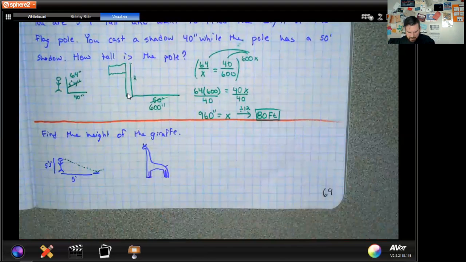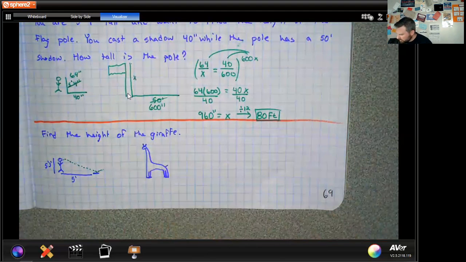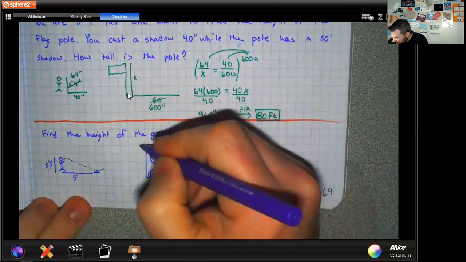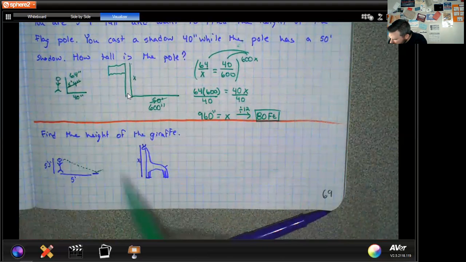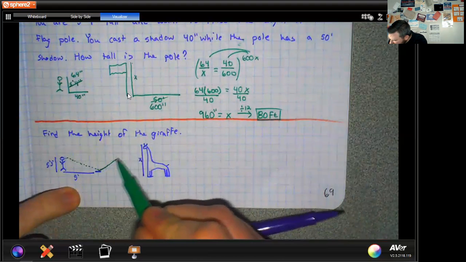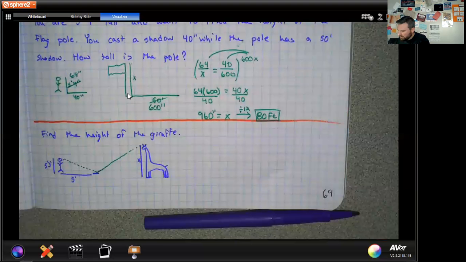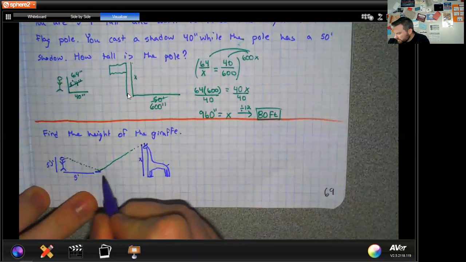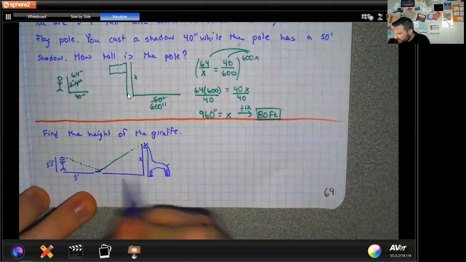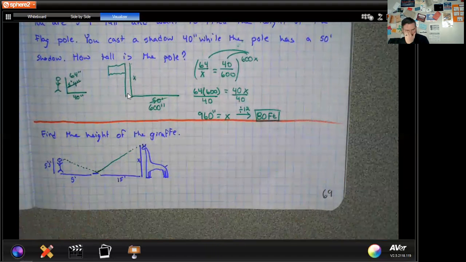Okay, so there's my giraffe. And you want to know the height of this giraffe. And again, you placed your mirror here and you saw the top of that giraffe in the reflection of that mirror. And it was 5 feet from you and 15 feet from the giraffe. Okay, and you need to figure out how tall this giraffe is.